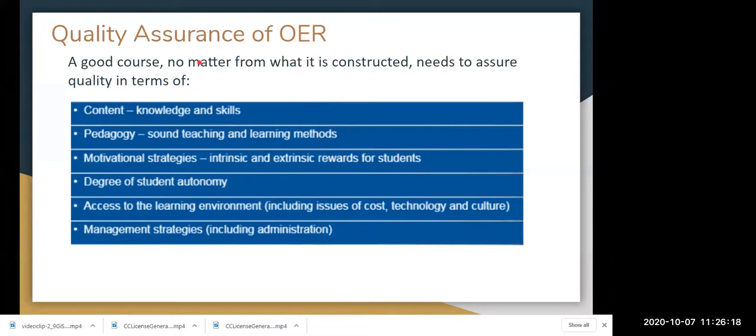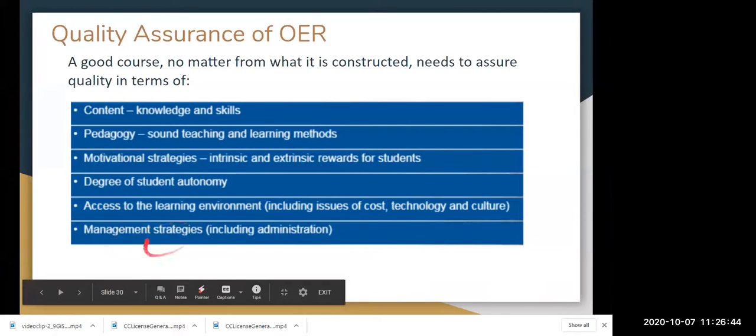Okay, so a good course, no matter what it is constructed from, needs to assure that it has good content that will provide knowledge and skills to the students. It has sound pedagogy strategies in place. Motivational strategies are there. It gives a kind of autonomy to the students, access to the learning environment is easy, and there are certain management strategies. So according to Cole, these are some of the quality assurance elements that we have to take into consideration.